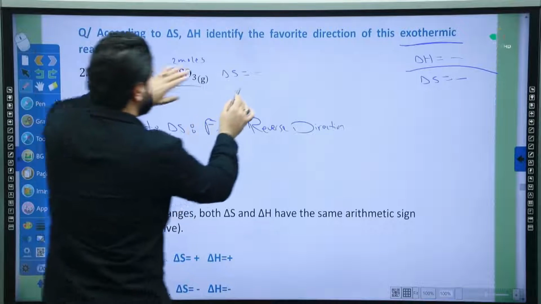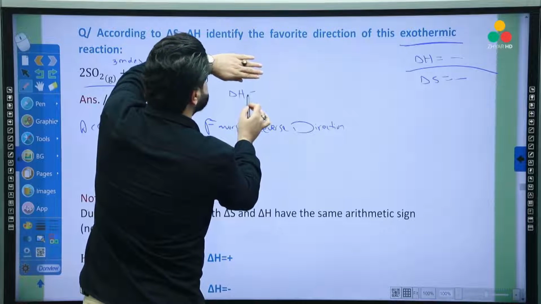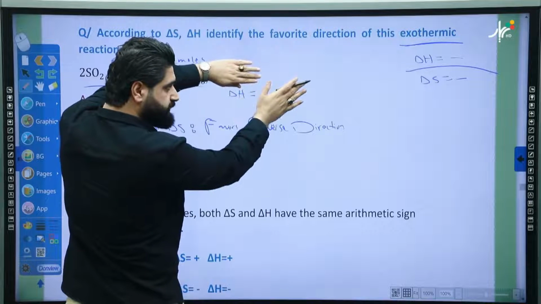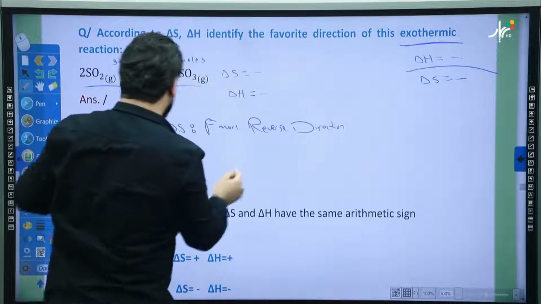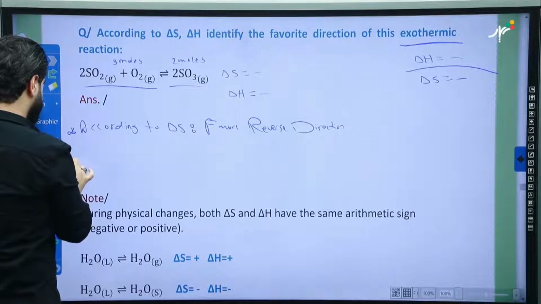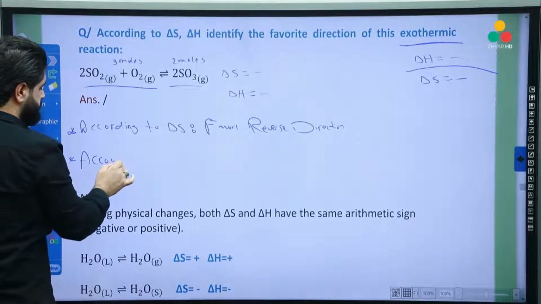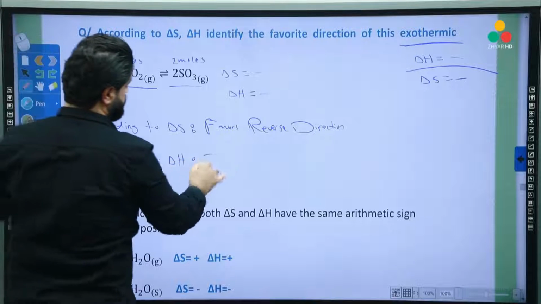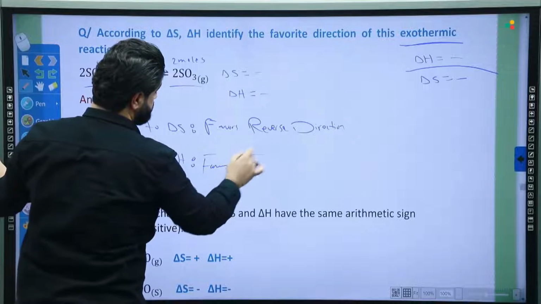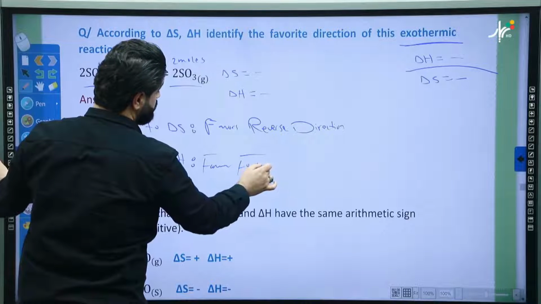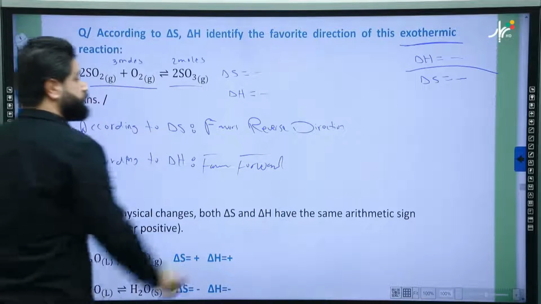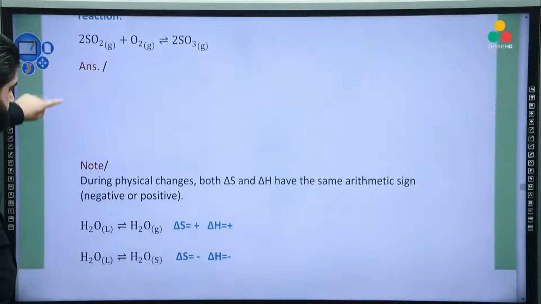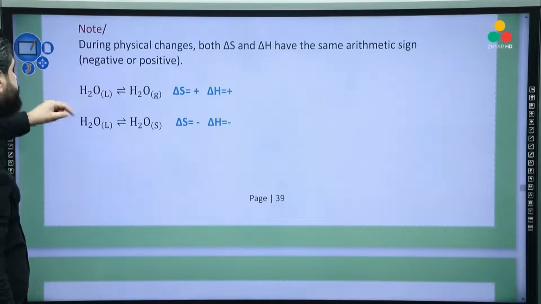And now delta H is negative. Okay. According to delta H, if delta H is negative, it favors forward. If delta H is positive, it favors reverse. So according to delta H, it favors forward. Cool. I think it's super simple. It's a piece of cake.